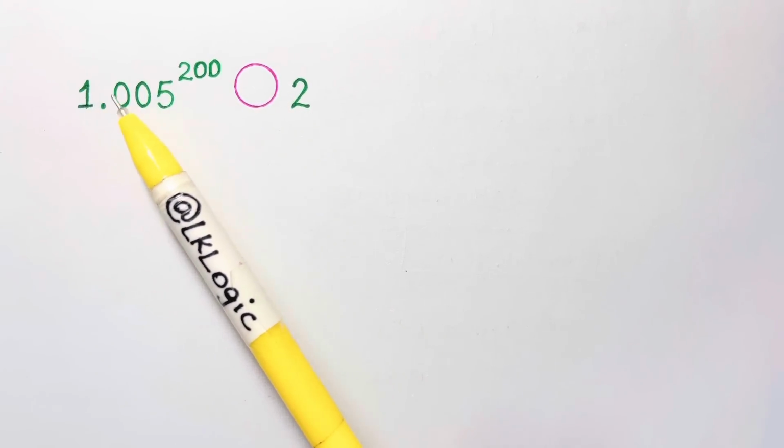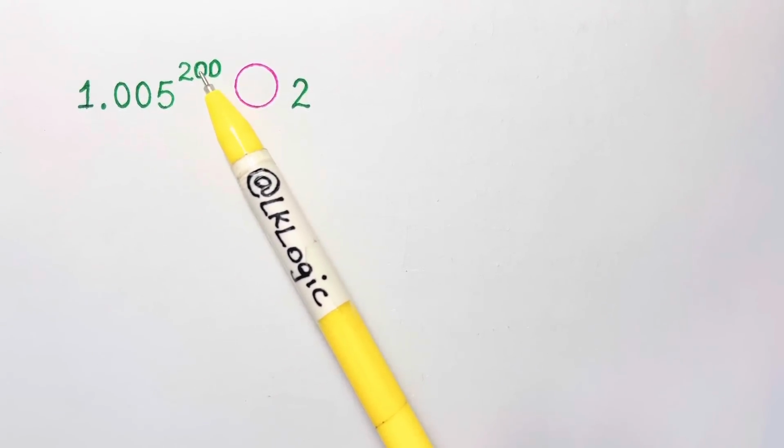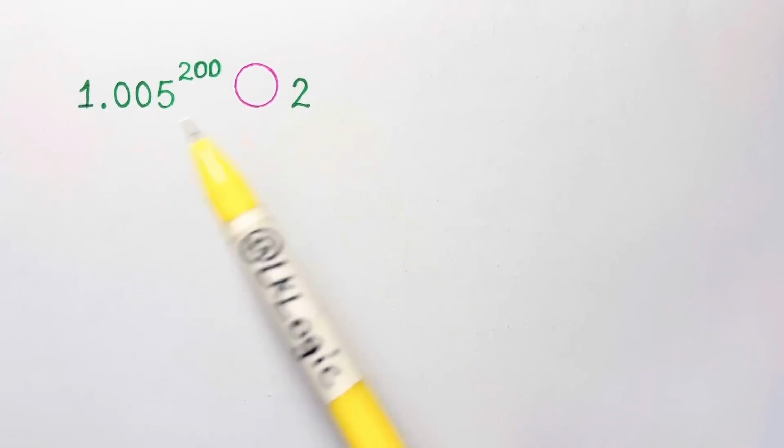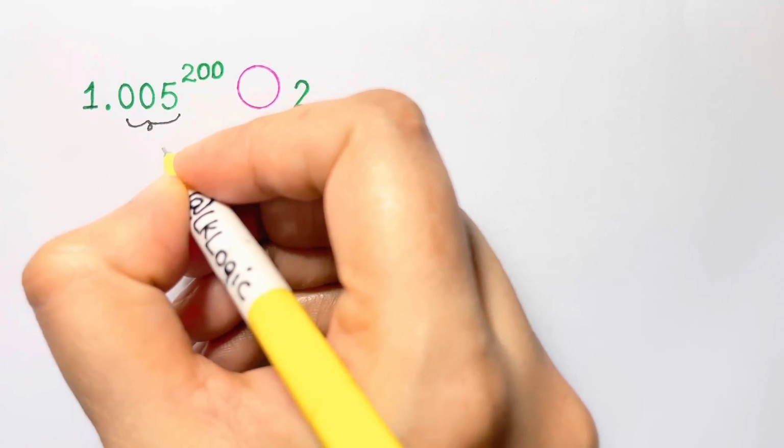Comparing which is larger, 1.005 to the power of 200 or 2. Of course, we know that this number is much more complicated than 2. There are 3 digits after the decimal. How should we do it?